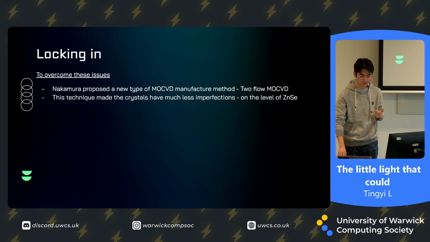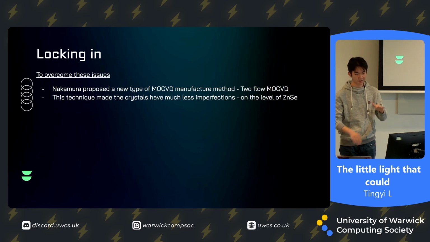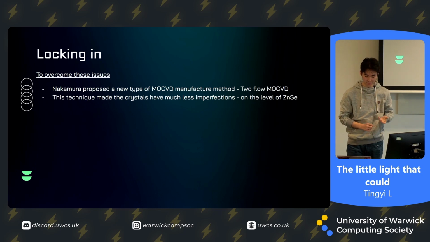The crystals basically grown from this, because they had a GaN buffer on the bottom, were much more perfect, and it basically had on the level of zinc selenide's level of perfection of about 1,000 imperfections per square centimeter.